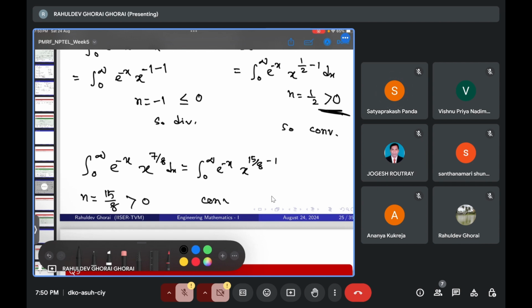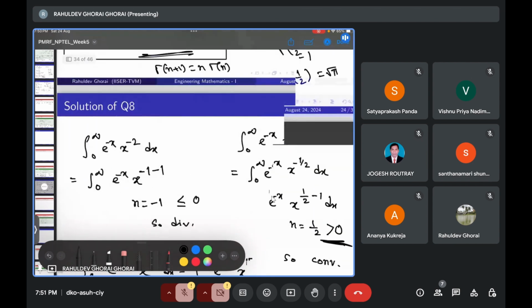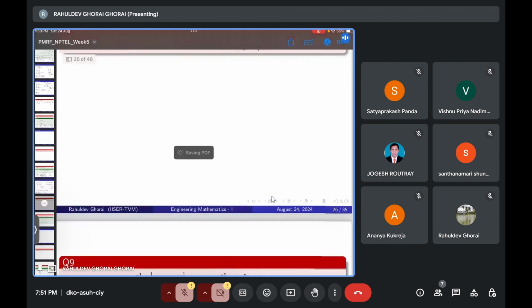See how it became very easy. We just find out the value of n and tell whether it's convergent or divergent. So here you see n is strictly greater than 0, so the integral will be convergent. Yeah, that's what we have done for the gamma function.